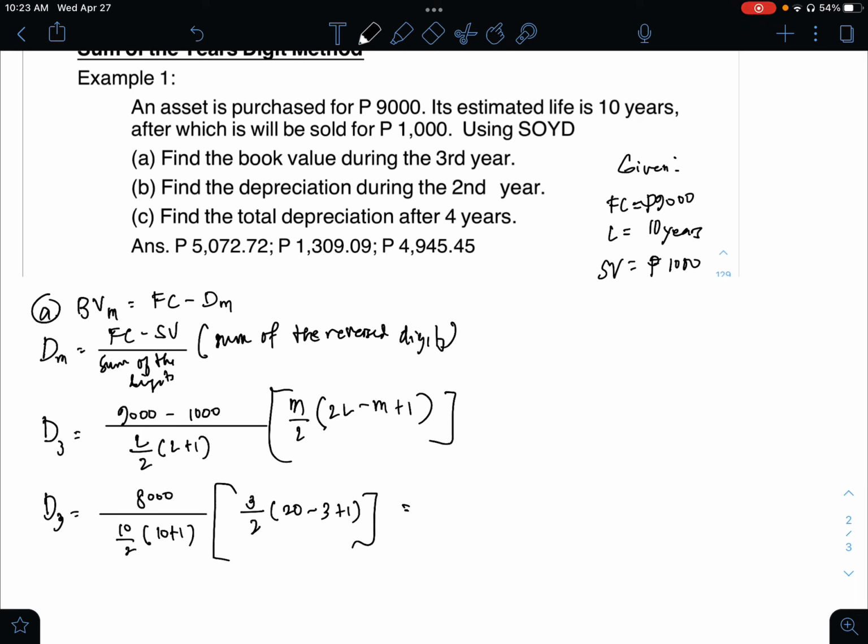We can now use the calculator. That's 8,000 divided by 5 times 11, that's 55, times 3 halves, times 17 plus 1, that's 18. All in all, we get the total depreciation at M equals 3, which is 3,927.27.